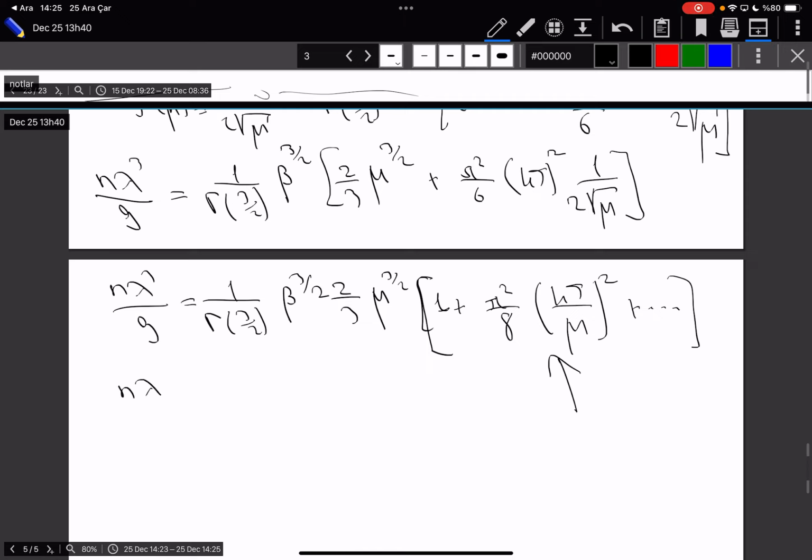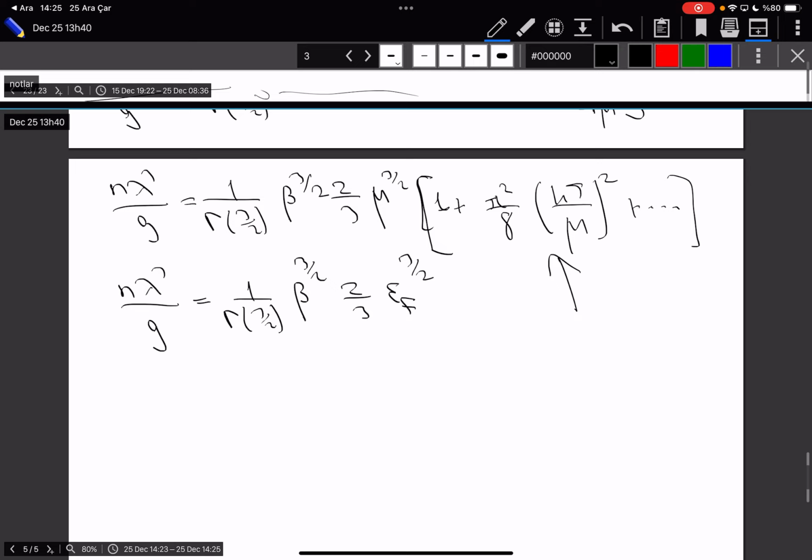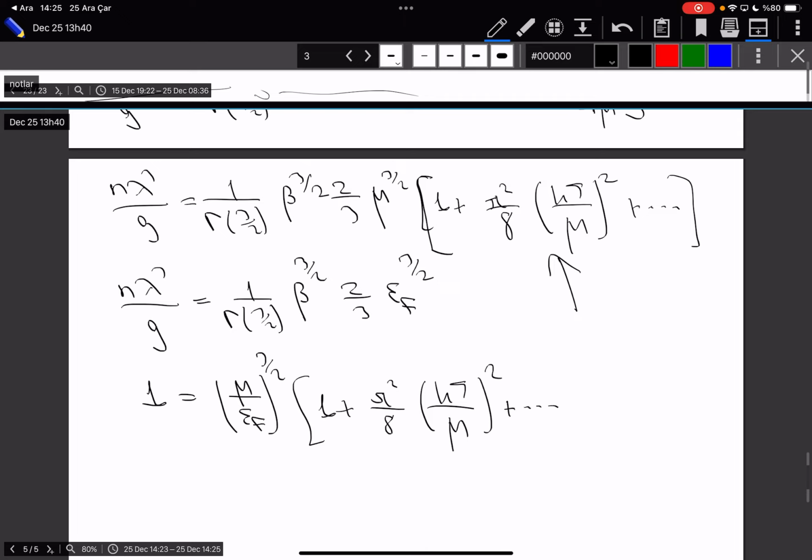So n lambda cubed over g is 1 over gamma 3 over 2, beta to the power 3 over 2, 2/3 epsilon Fermi to the power 3 halves. This is the definition of Fermi energy. To get rid of all those n's and lambdas, all those weird factors, let me just divide them side by side. So 1 is equal to mu over epsilon Fermi to the power 3 over 2, 1 plus pi squared over 8 kT over mu squared. I have to solve this equation.